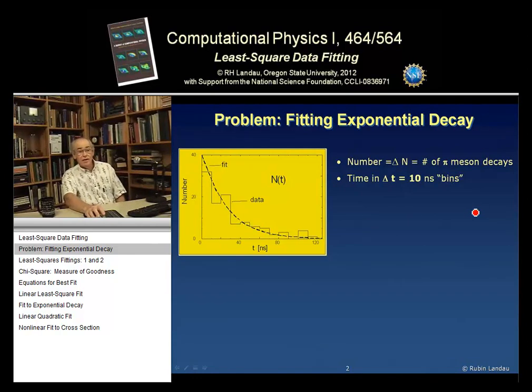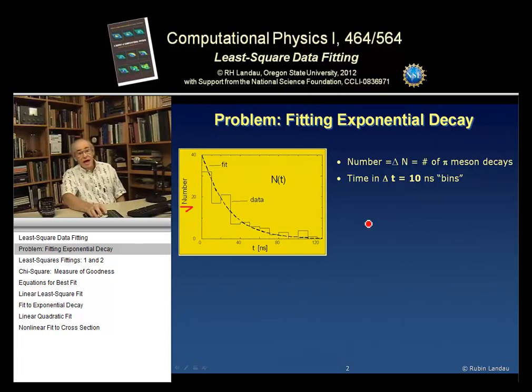Take a look, please, at slide number 2. What you'll see on slide number 2 are the actual data we want to fit. So over here, this yellow graph is the data, and it's the actual experiment done at some big national laboratory and accelerator where they measured the number of decays in some time as a function of time for pi mesons decaying. So what they call the number here, N, is actually delta N. It's the number of pi meson decays, and they measure it at times.